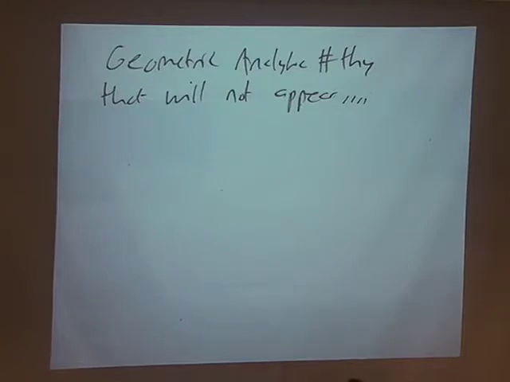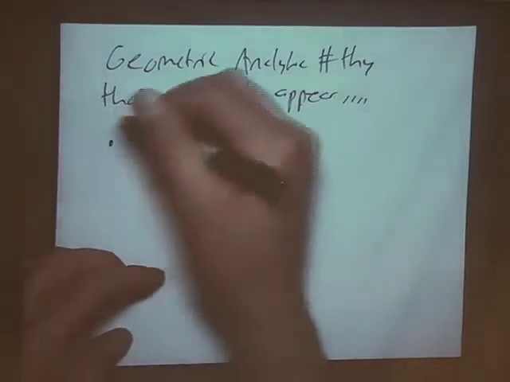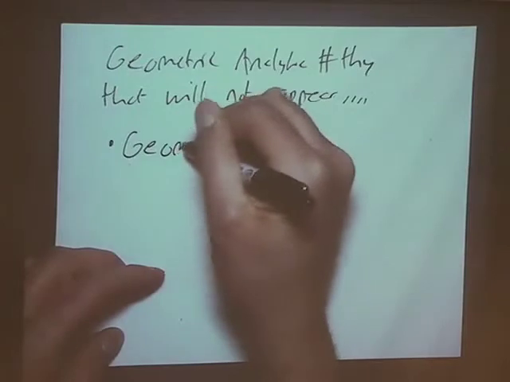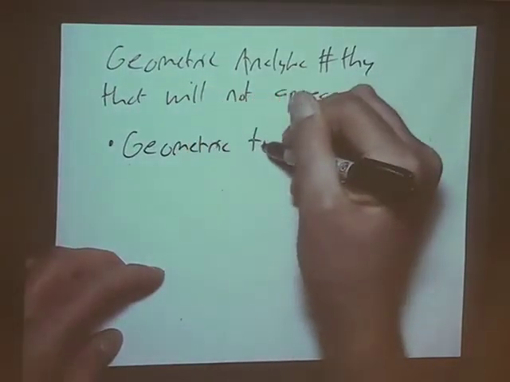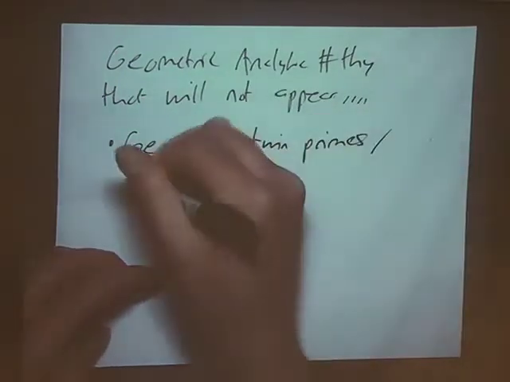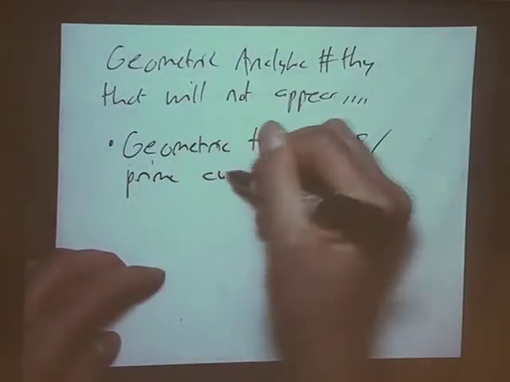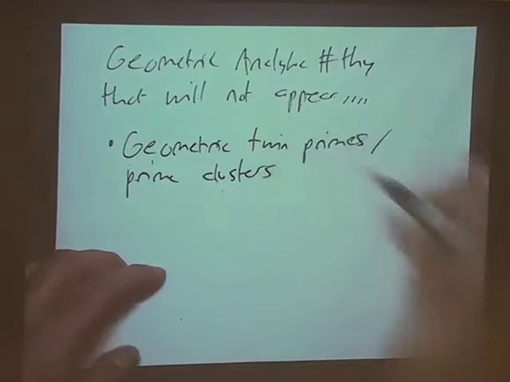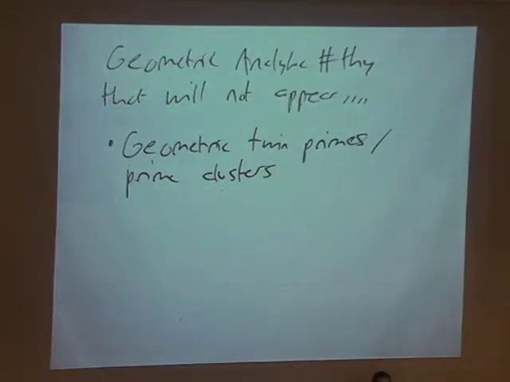And so I just want to give a brief list of things, and talk in each case about at least what variety is the variety whose geometry we might be studying in order to address this problem. So for instance, we could talk about geometric twin primes, or more generally, prime clusters.